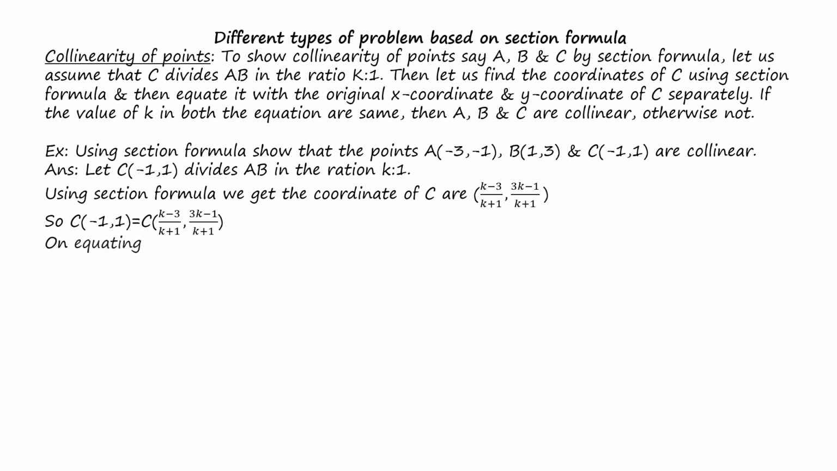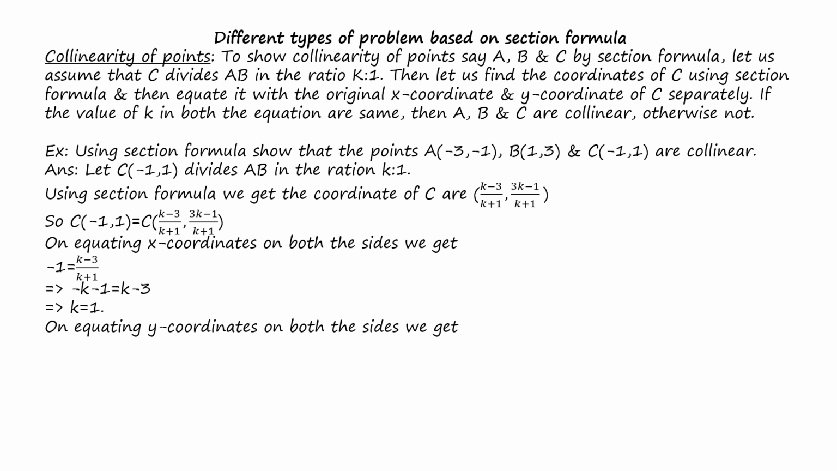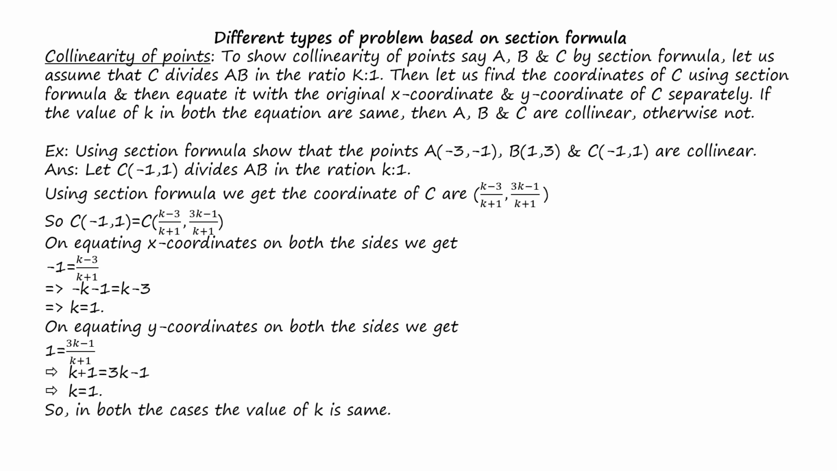Equating the x coordinates, we get -1 equals (k - 3)/(k + 1), which implies -k - 1 equals k - 3, and on simplifying, we get k equals 1. On equating the y coordinates on both sides, we get 1 equals (3k - 1)/(k + 1), or k + 1 equals 3k - 1, and on simplifying, we get k equals 1. That means in both cases we are getting the value of k equal to 1. So the points A, B and C are collinear.